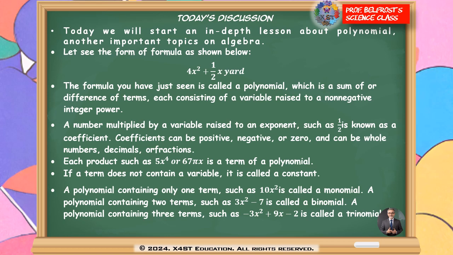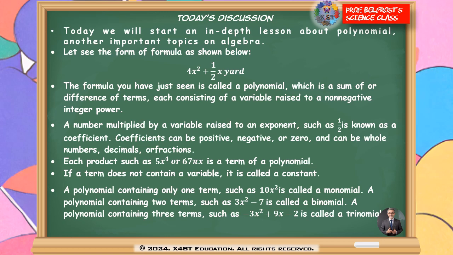When a number is multiplied by a variable raised to a power such as half, it is known as a coefficient of that term. Okay, so coefficients can be any numbers, can be positive, negative, or zero, and can be a whole number, decimals, or fractions, even fractions. Okay, each product, such as 5 times x to the power 4 or 67 times pi times x, is a term of polynomial. If a term doesn't contain a variable, then it's called a constant.